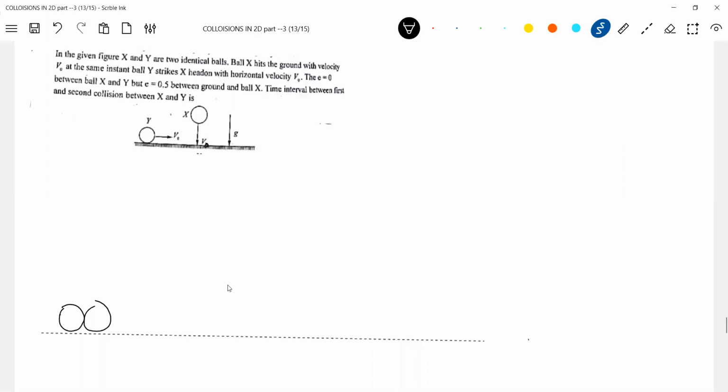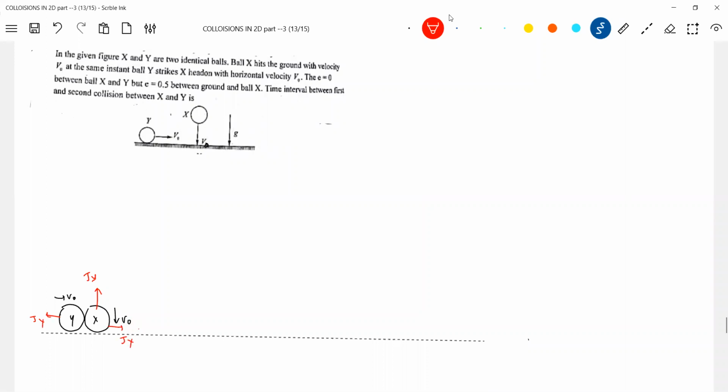It is an add-on, it is telling, and due to the add-on, what should happen? This is V naught, so this is ball Y. I'll write X for that one. So this was having velocity V naught, and impulse Jy will act like this, and impulse Jx will act in this direction.